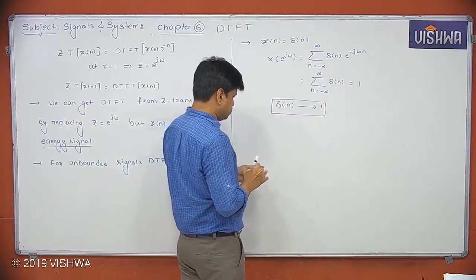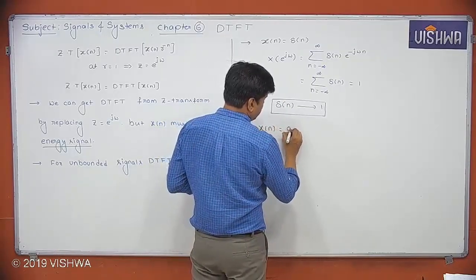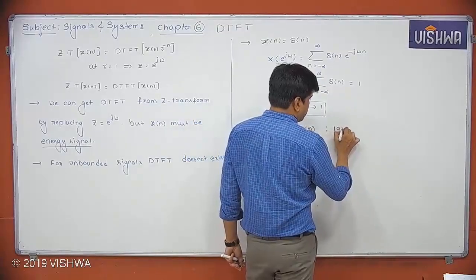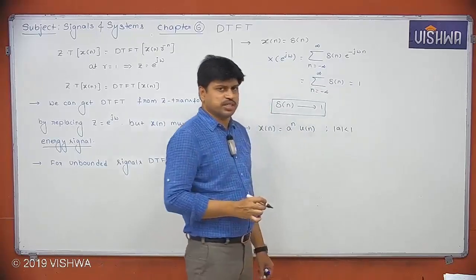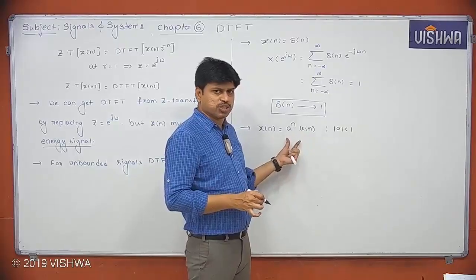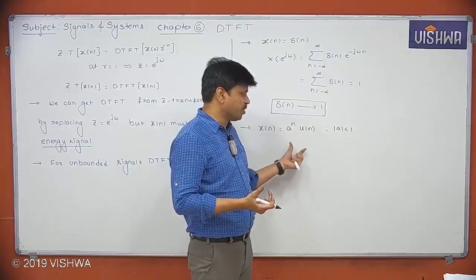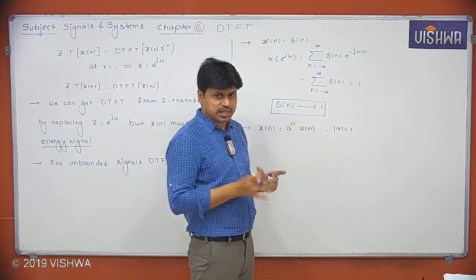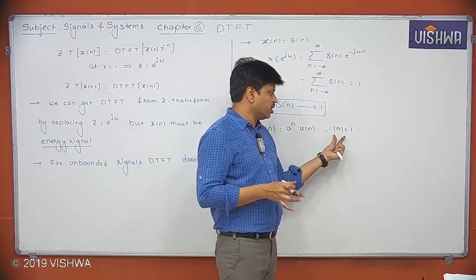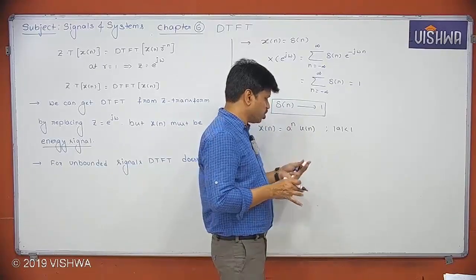Next, suppose the signal is given like this, x of n is equal to a power n u of n, and here mod a less than 1. Why does this condition have to be mentioned, mod a less than 1? Because if mod a is greater than 1, this will become a growing exponential. If it is a growing exponential, it is an unbounded signal. If it is an unbounded signal, we cannot find DTFT. DTFT does not exist. Is that clear? So for bounded signals only DTFT exists. So the condition must be mod a less than 1. That means a decaying exponential has to be there. Why? Because it is a bounded signal. So for bounded signals only we can.